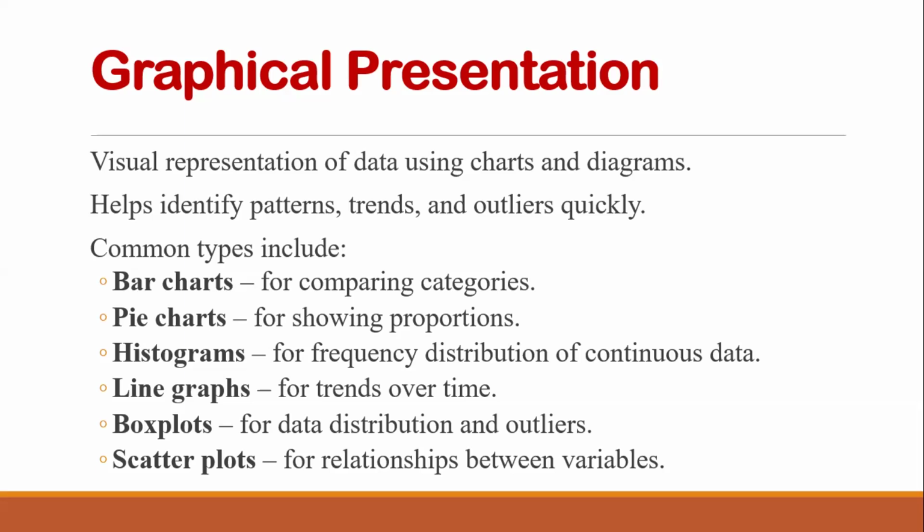So bar chart is used for comparing categories, while pie chart is for showing proportions. Histogram is for frequency distribution of continuous data. Line graph is to show trends over time. Box plot is for data distribution and outliers. Then scatter plot is for showing the relationship between variables.